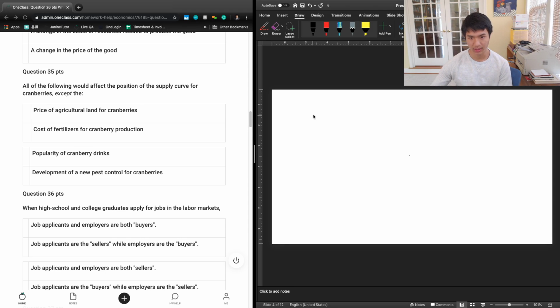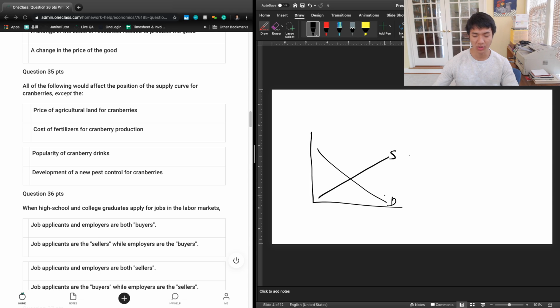For example, let's again draw our supply and demand curve. We have our demand curve, we have our supply curve. If the popularity of cranberry drinks goes up, we don't see anything impacting supply, right? There's no direct impact of a new hype for cranberry drinks on how much suppliers are going to be producing. The input costs stay the same, the technology stays the same. What we are seeing is an increase in the demand for this good because now more people want it because it's cool.